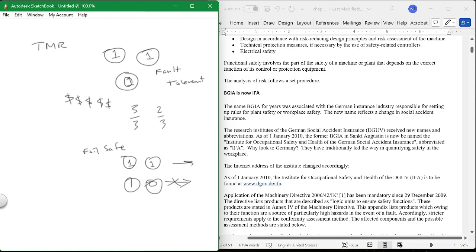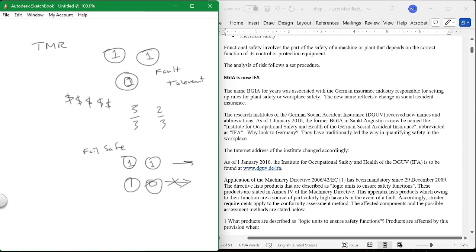But basically, if you are in Europe, you dial up what was called BGIA, now it's called IFA, and it's the German insurance industry responsible for setting up rules for plant safety or workplace safety. So basically what they've done is they've taken every situation, every scenario that they can possibly think of, and they've defined what it takes to make that safe. And by the way, can you make anything perfectly safe? The answer is no. You can come close, but you cannot guarantee safety.